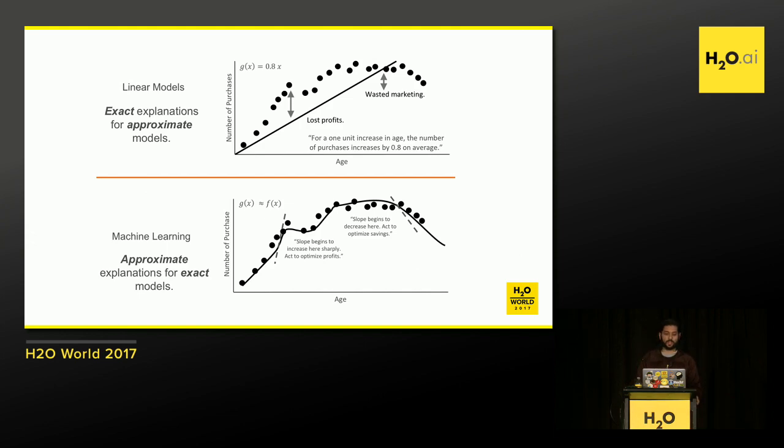So what's a typical approach we can try? Linear models provide exact explanations for approximate models, and machine learning provides approximate explanations for exact models. What we can do as ML practitioners is try to find a balance between the two, because at the end of the day, we do have to explain our model to someone, whether it be your boss, a stakeholder, or a regulator. The model has to be explained, and you as an ML practitioner should have doubt about your model until you can prove it is trustworthy, because eventually that model will go into production and make a decision that could be detrimental to your business or to a consumer. So you have to keep these things in mind.